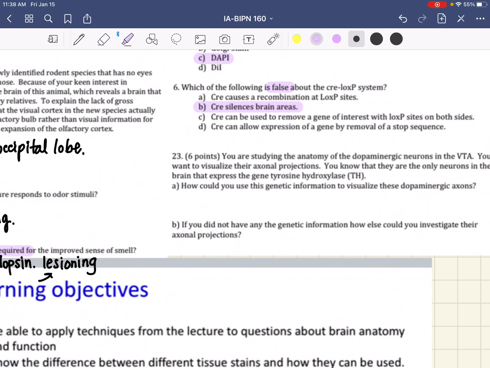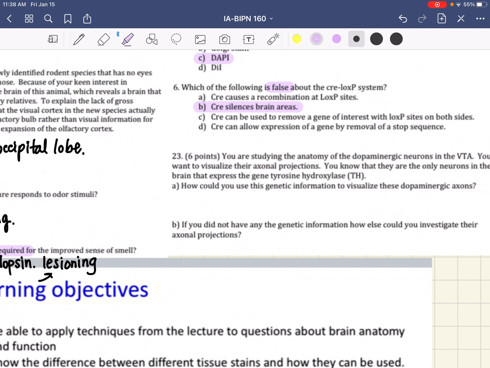brain parts. You're studying the anatomy of the dopaminergic neurons in the VTA. You want to visualize their axonal projections. You know that they are the only neurons in the brain that express the gene tyrosine hydroxylase. How could you use this genetic information to visualize these dopaminergic axons?